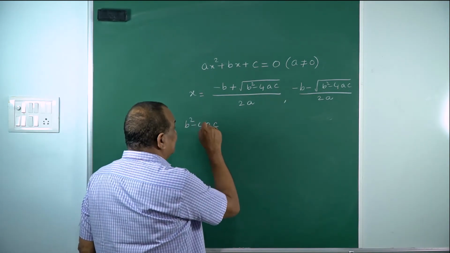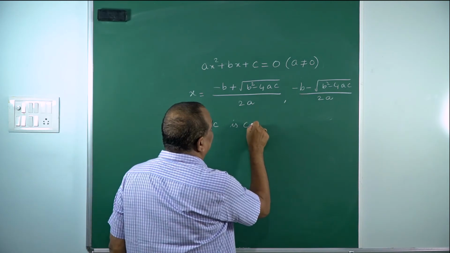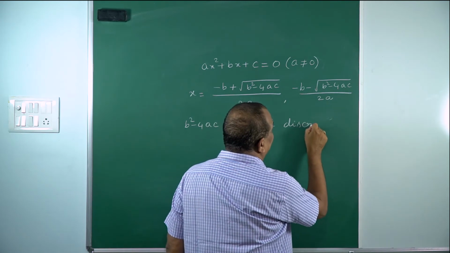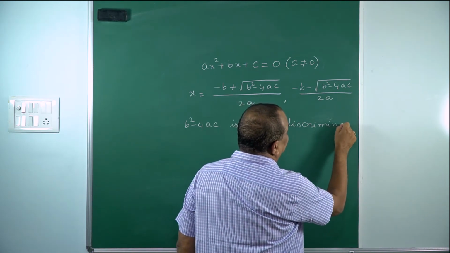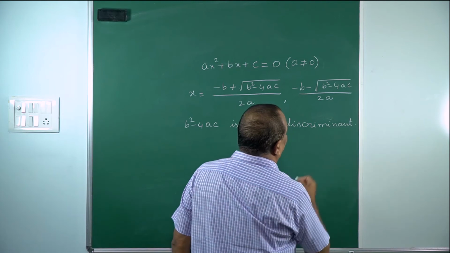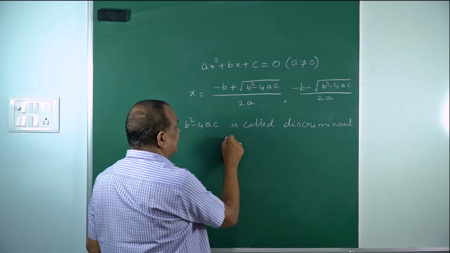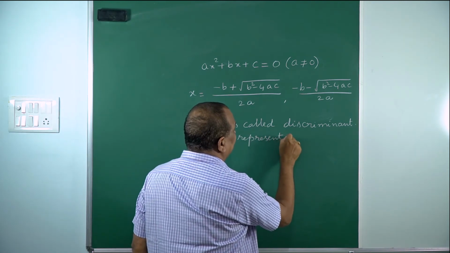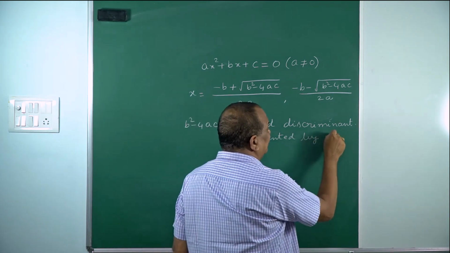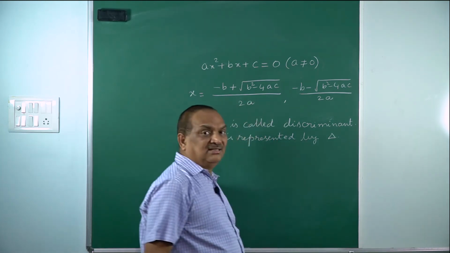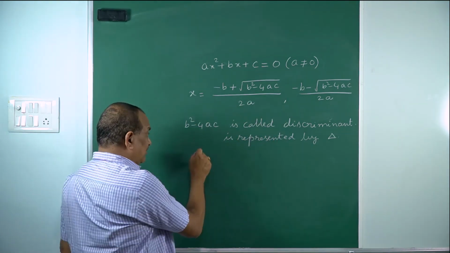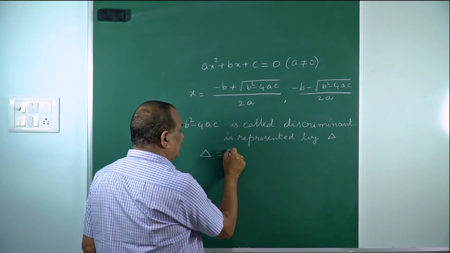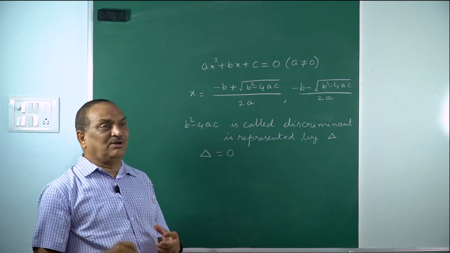And remember, this value is called the discriminant. This is also represented by delta. Remember this one. Now, if delta is equal to 0, let us see what is going to happen.